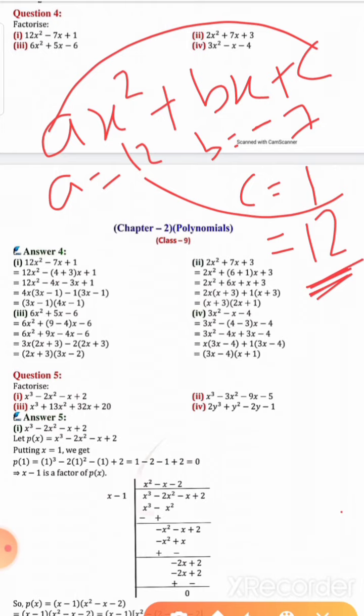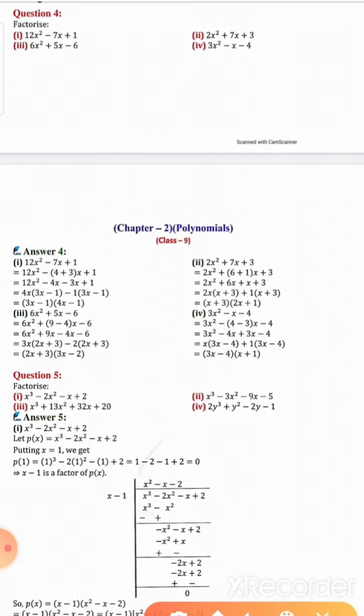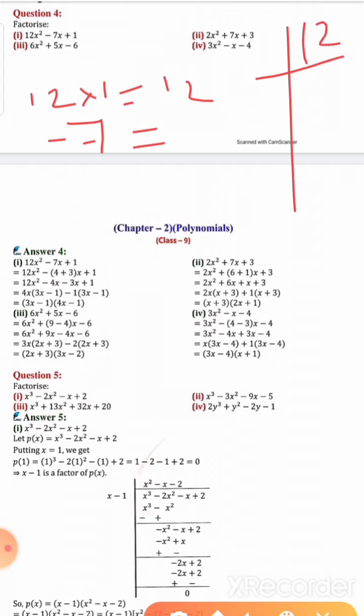First we have to find the factors of this. For that, the product of a into c, meaning 12 into 1, we get 12, and the middle term is minus 7. So, first we find the factors of 12 by the prime factorization method. We factorize it: 6 2s are 12, 2 3s are 6 and 3 1s are 3. For that, first we have to find the two numbers whose product gives us 12 and whose sum gives 7 and also minus 7.